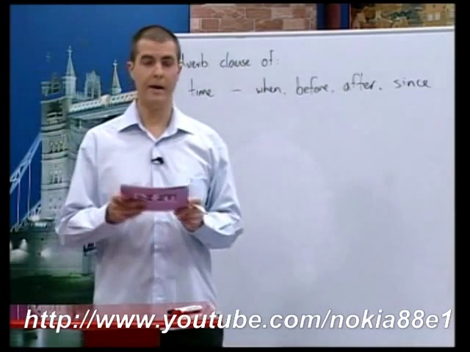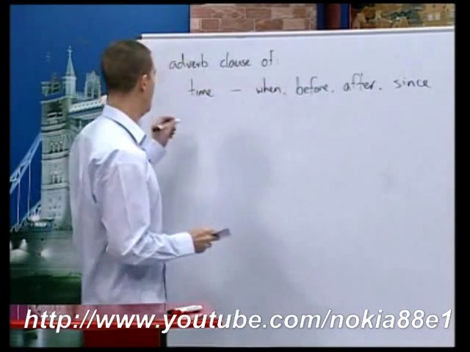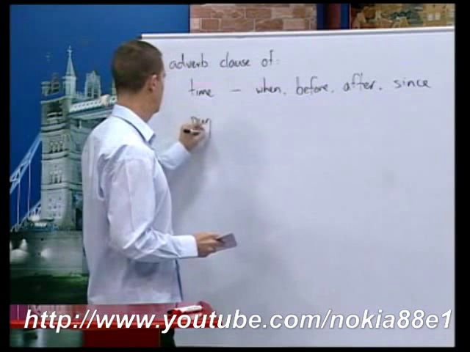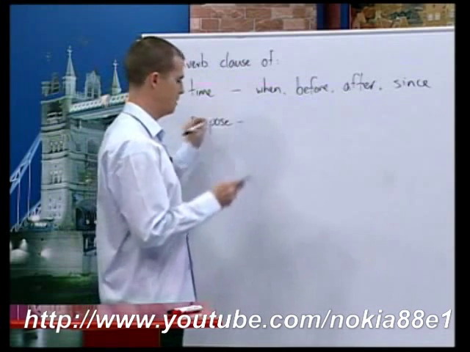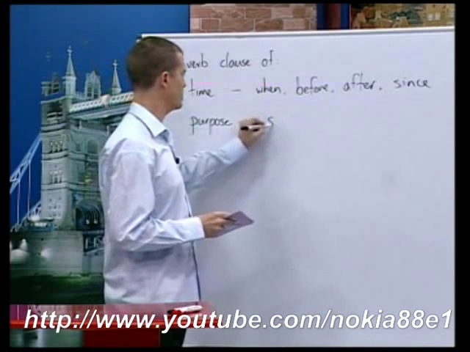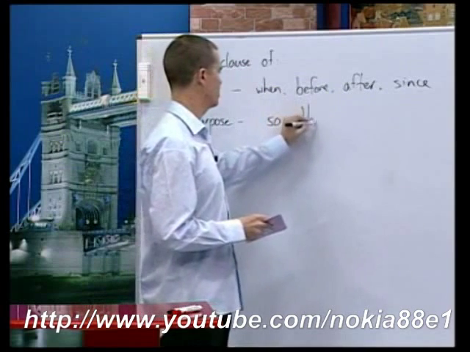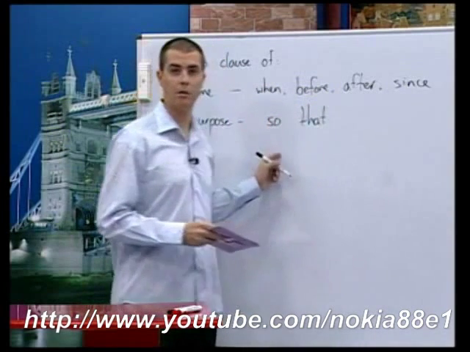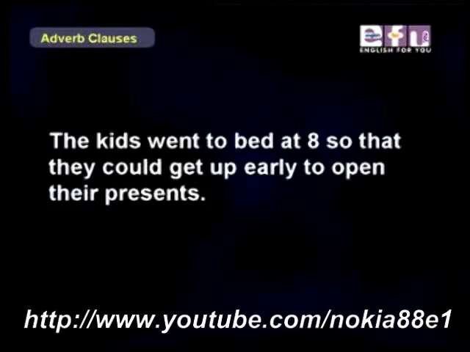Now, the second type of adverb clauses are clauses of purpose. Okay, we use so that to introduce these clauses, like this sentence. The kids went to bed at 8 so that they could get up early to open their presents.